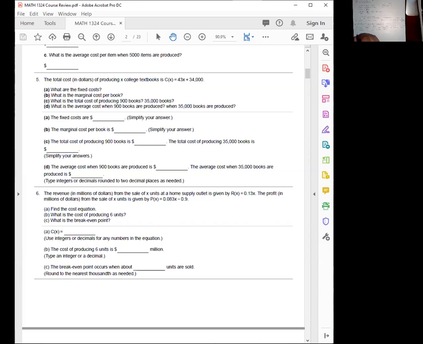Part A says, what is the fixed cost? Well, we said fixed is the constant, right? So fixed cost is 34,000. Part B, what is the marginal cost?